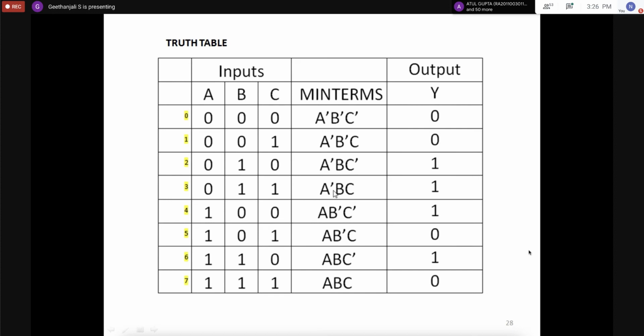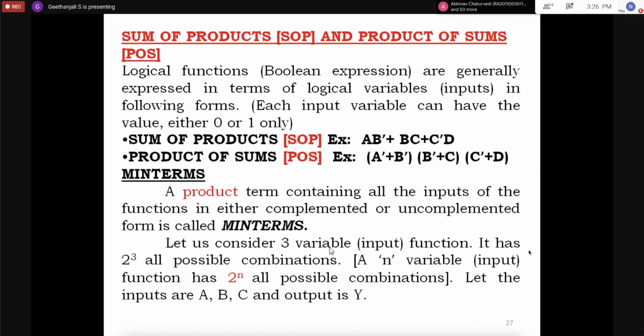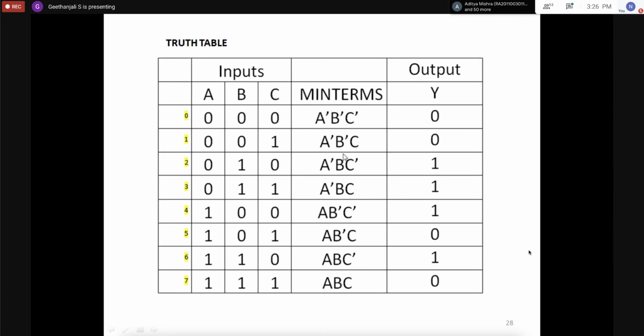Then the min term you have to see now. For three variables, a product term that contains all the inputs of the function in either complemented or uncomplemented form is called a minterm.